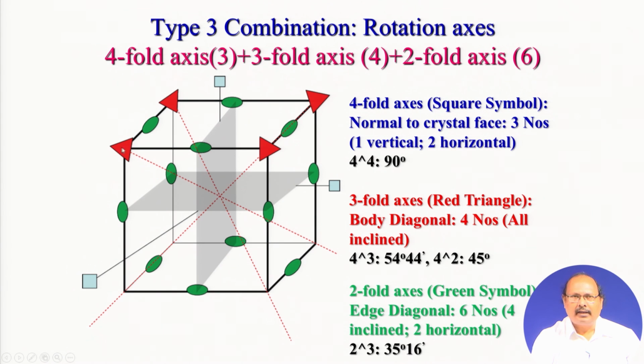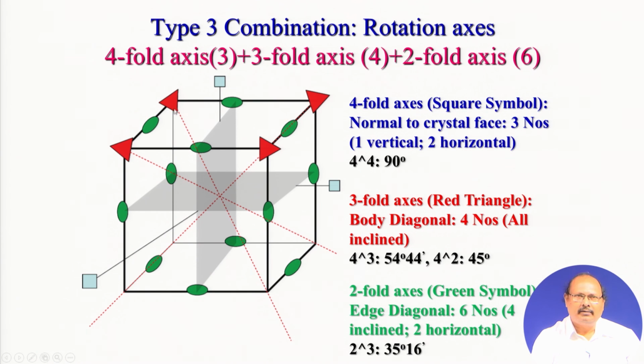Whereas, if you have the edges here, you can join the midpoint of this edge with the midpoint of this edge. So, what you have here are edge diagonals. There are 4 edge diagonals which are of inclined orientation. One edge diagonal I have already shown, another edge diagonal of this orientation. And you can also have another edge diagonal from this point and this point. So, this is one edge diagonal here and another edge diagonal here. These 2 edge diagonals are of horizontal orientation.